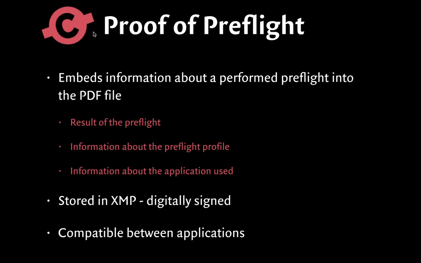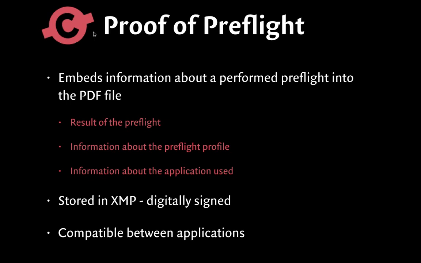All of that information is stored in XMP, the specific metadata format that was developed to store metadata in PDF, but also in a whole range of other file formats. And that means that the information can very easily be retrieved from the PDF file by any application that can read XMP in documents. And that opens it up for all kinds of interesting automation.